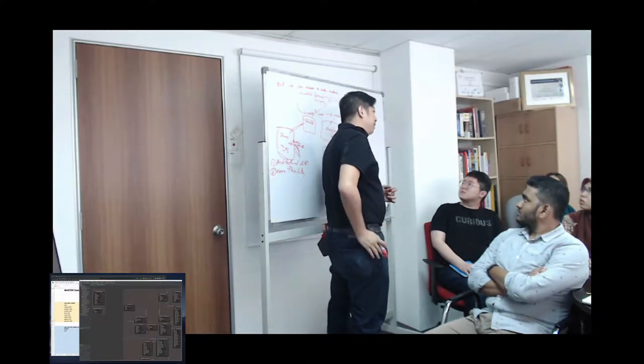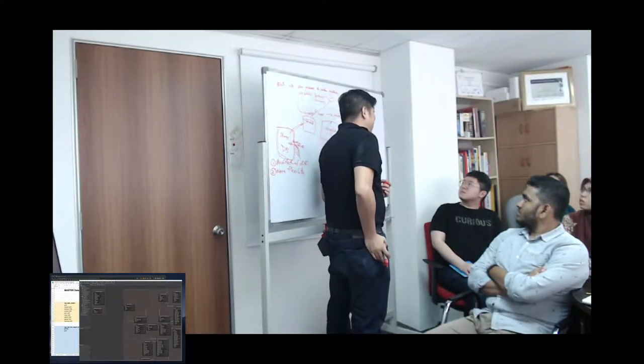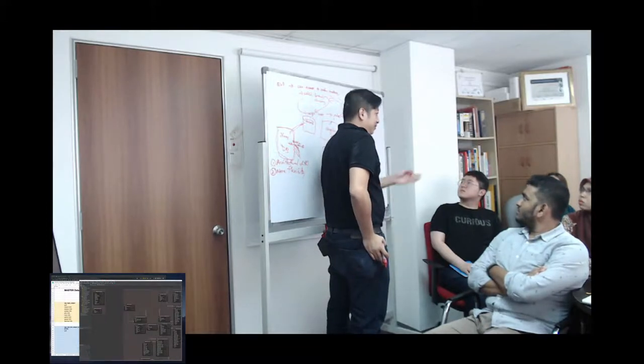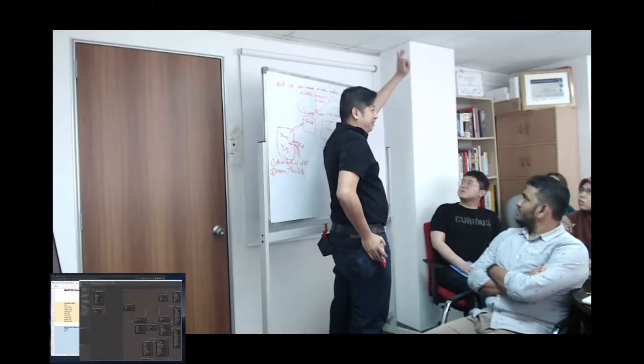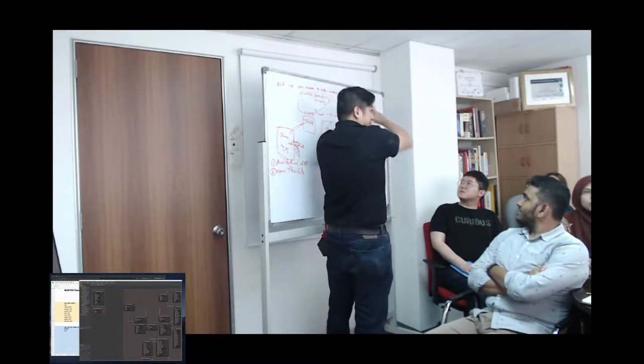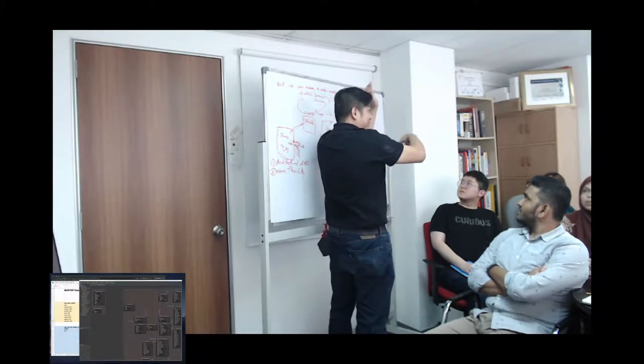Is it a one-to-one, one-to-many, or many-to-many relationship? How many people say one-to-one? Nobody. How many people say one-to-many? One-to-many. One user can join many groups. Yes, many groups. Jesse, is it one-to-many, many-to-many, or one-to-one?